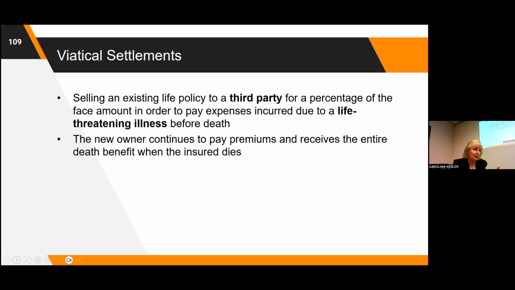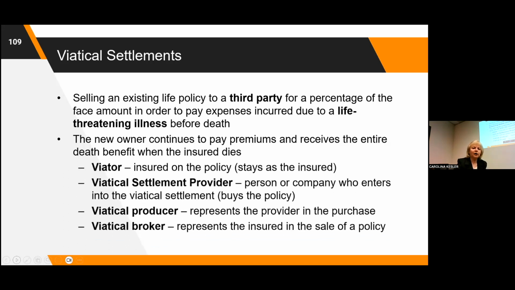If you know it's a policy that you don't need and you want to just sell it, they'll give you a little more maybe. But you got to negotiate those things, right? But they're going to sell it for a percentage of the face amount. The viator is the insured on the policy and they stay the insured on the policy. The settlement provider is the person or company who enters into the settlement and buys the policy. The producer represents the provider in the purchase and the broker represents the insured in the sale of the policy.